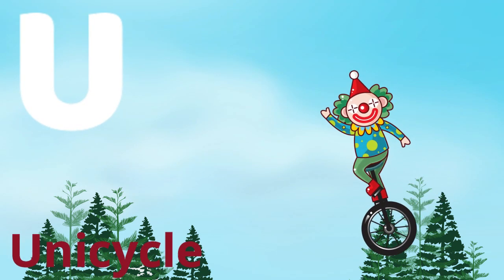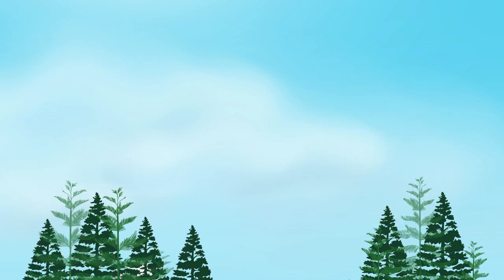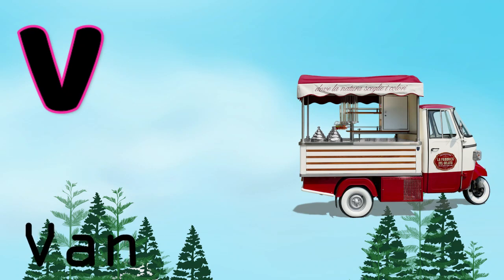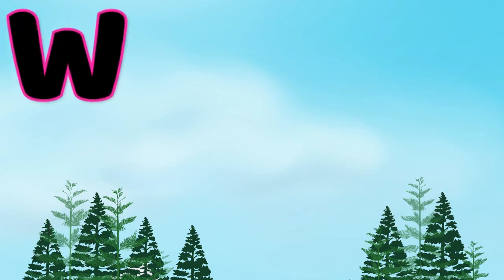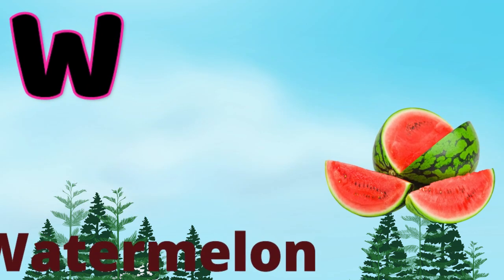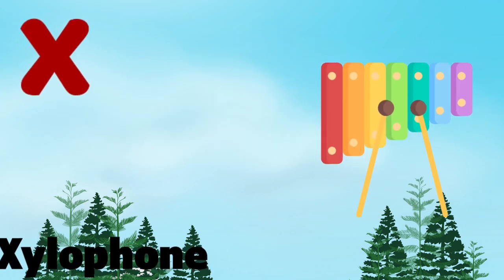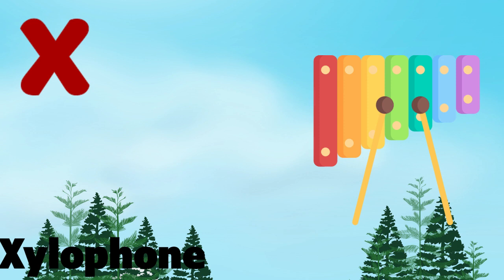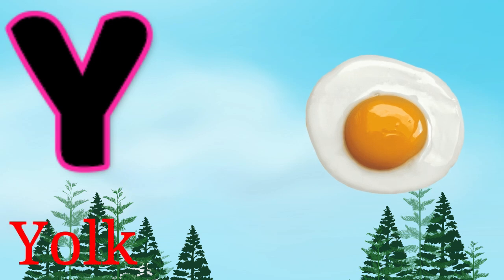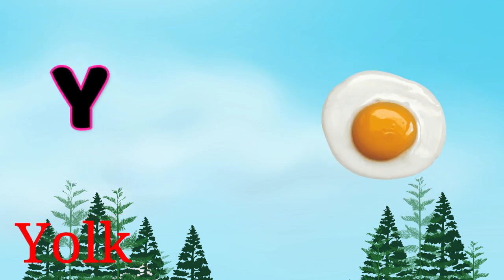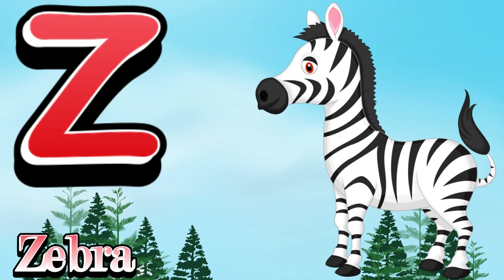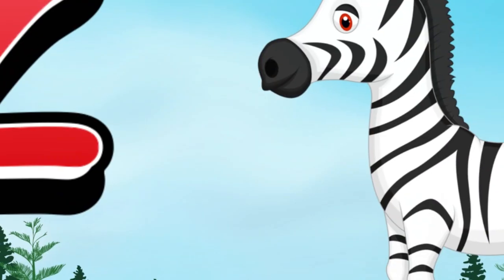U for unicycle. V for van. W for watermelon. X for xylophone. Y for yolk. Z for zebra.